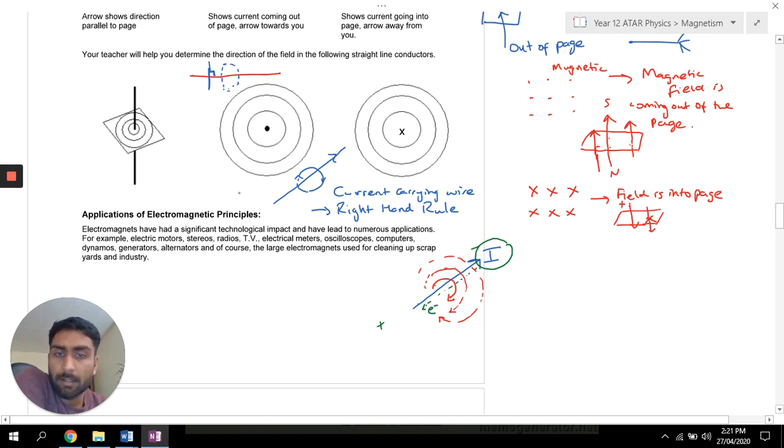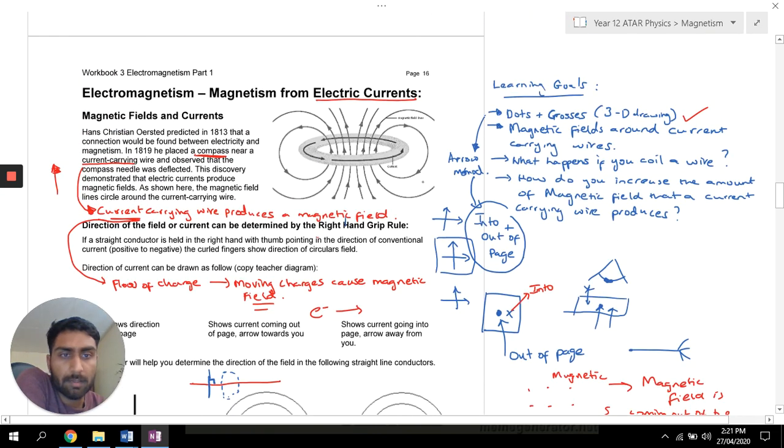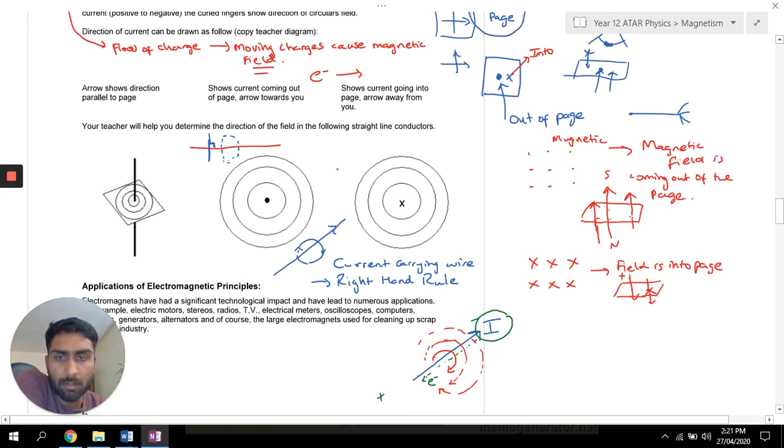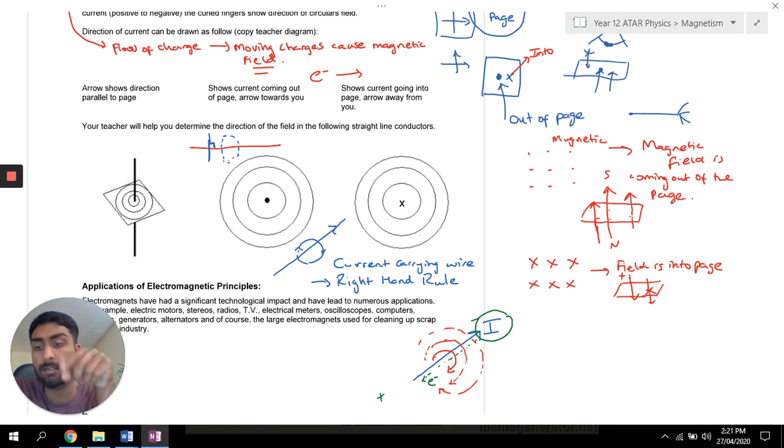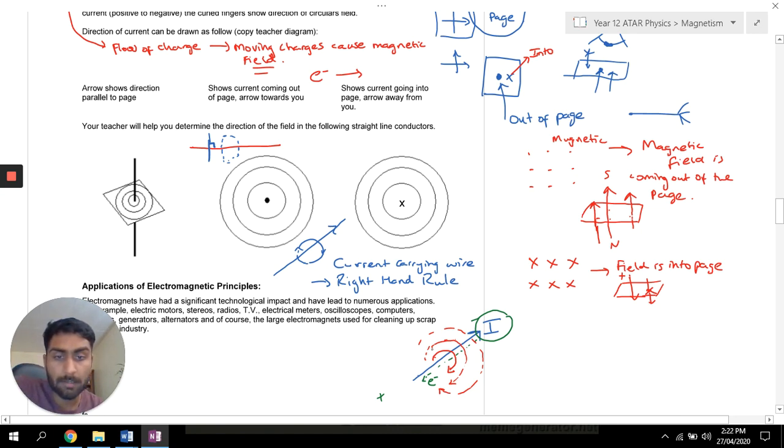I think I'll leave that video there, and we'll address the next two points, what happens if you coil a wire and the rest of this, in the next video. Today we learned how to use the right hand grip rule: if you have a conventional current flowing through a wire, how do you know the magnetic field around it. If we scattered magnetic particles around a current carrying wire going into the page, they would align themselves in this kind of pattern. Thanks, guys.